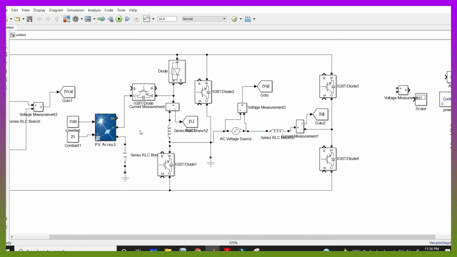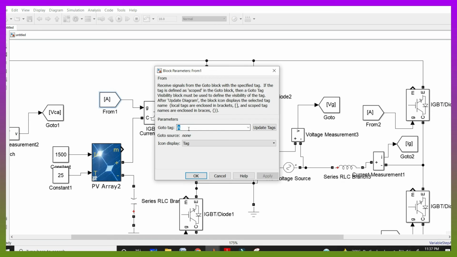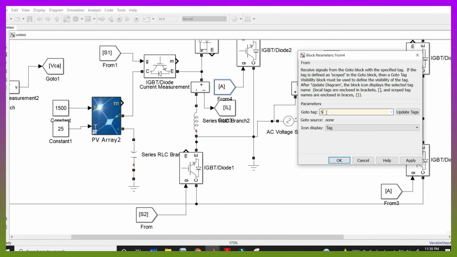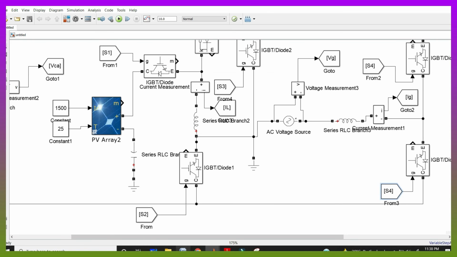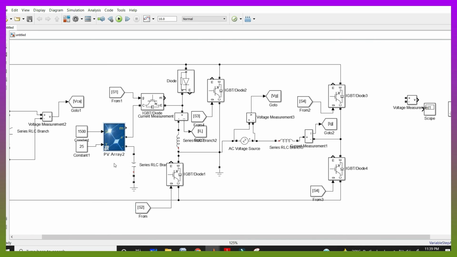That's it. And we also give pulses to the switches, right? So take the From block to give the switching pulses for this switch and for all the IGBTs, and you can name them S1, S2, like that. S2, S3, S4, S5, like this you can give. And don't forget to take all the inductor and capacitor ratings as per our table only. Okay, the circuit diagram is completed.